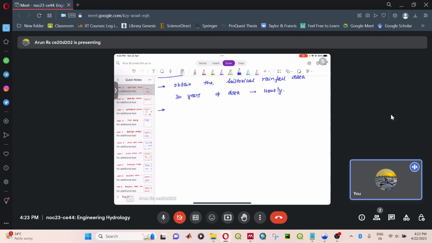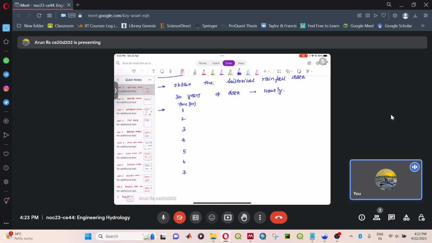Now we need to prepare the IDF curves. So we generate the IDF curves as if it is the hourly rainfall. So we have for every hour one, and I'll start numbering. So each data point represents, on a particular day, every hour data.